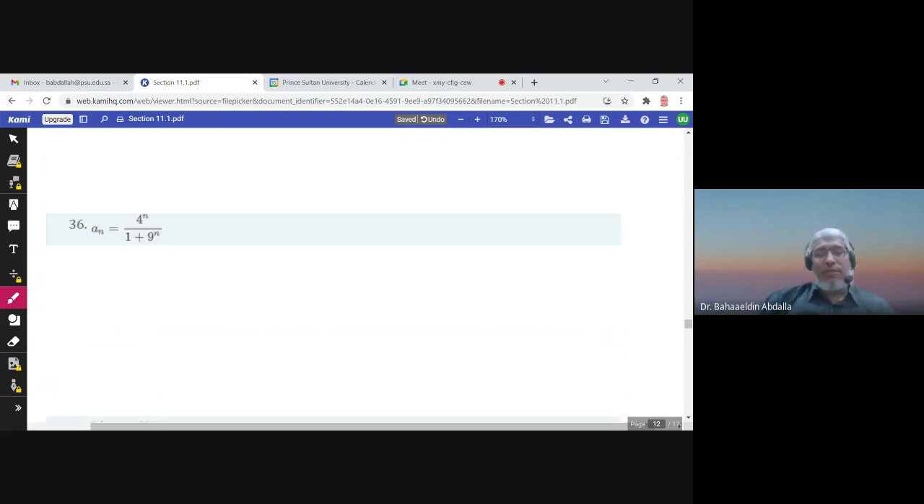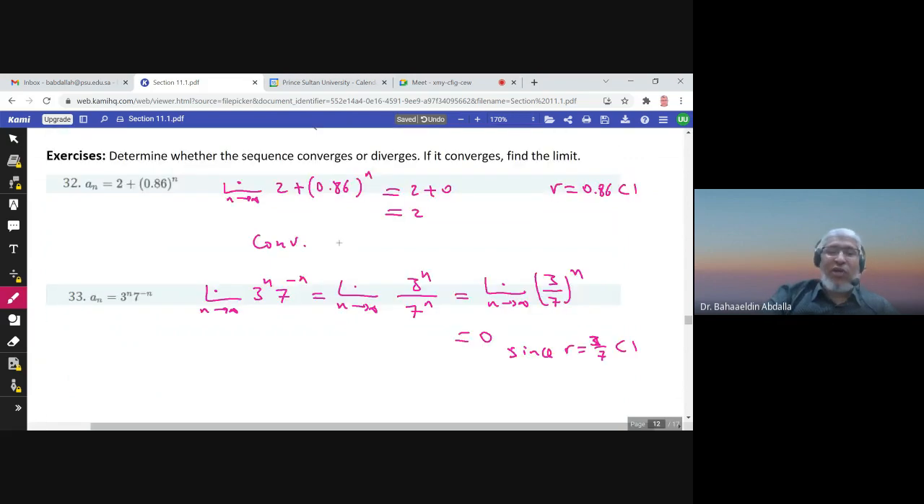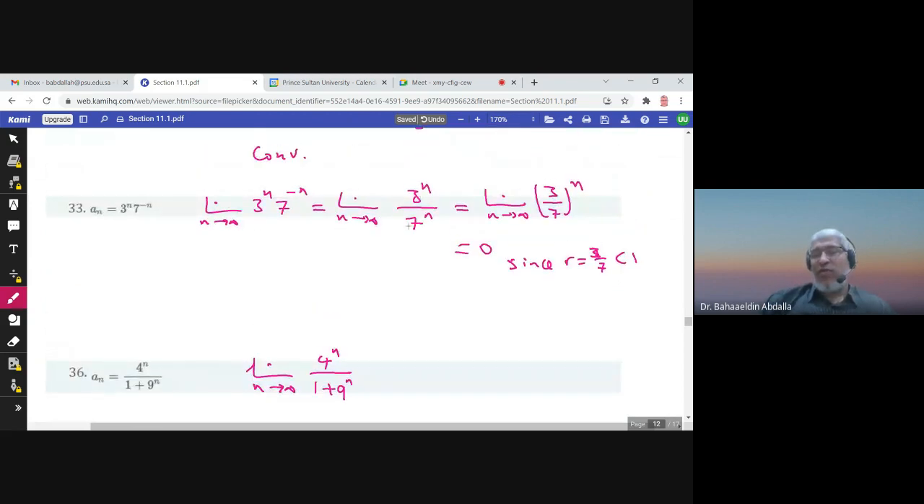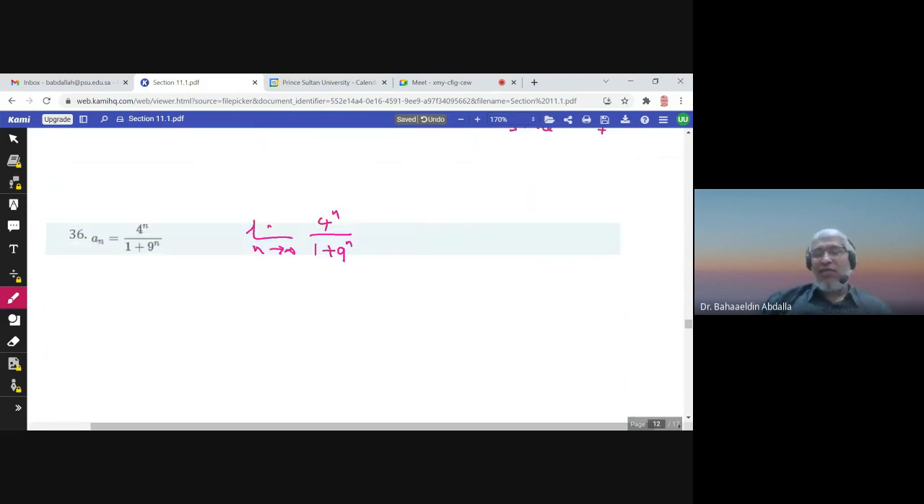Here, to find the limit when n goes to infinity of the sequence, if you substitute with n infinity, what would you get? 4 to the power infinity is infinity. 9 to the power infinity is infinity. So you will get infinity over infinity. Here also you will get infinity over infinity. So you have to do something. So I cannot find the limit like this. So I have to do something.